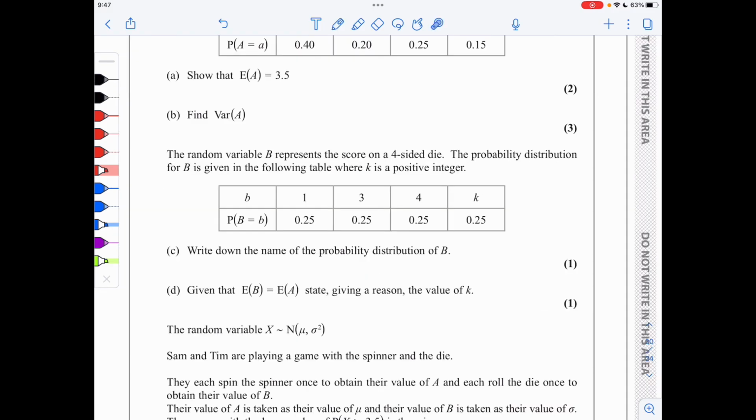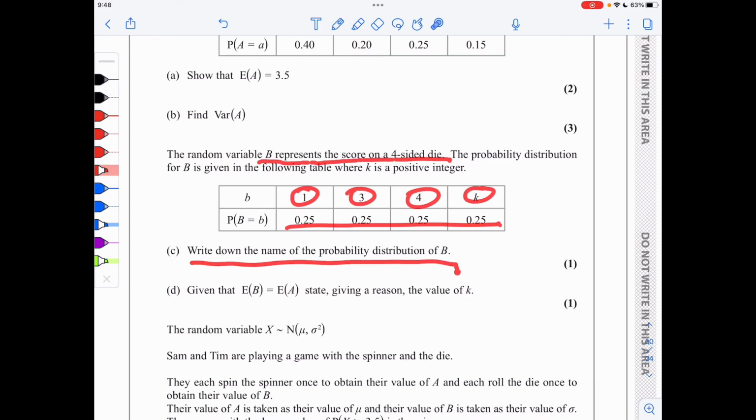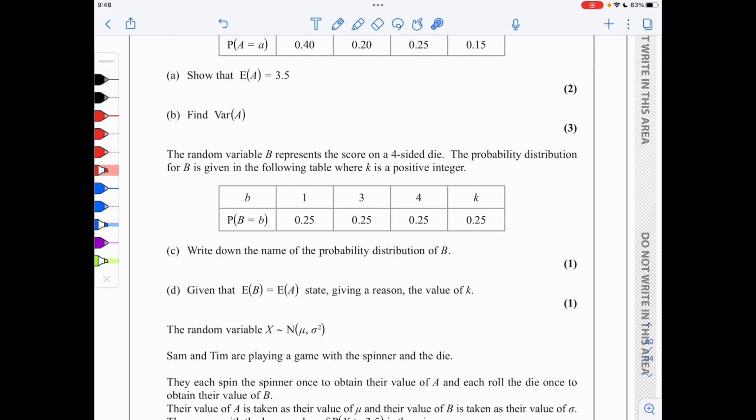In part C, we are being told that the random variable capital B represents the score on a four-sided die. It can take values 1, 3, 4, and k, with all the probabilities being the same. Write down the name of the probability distribution of B. Well, because all the probabilities are the same, it's a uniform distribution, and because it's a discrete random variable, the answer is discrete uniform distribution. The key word here to get the mark: uniform.